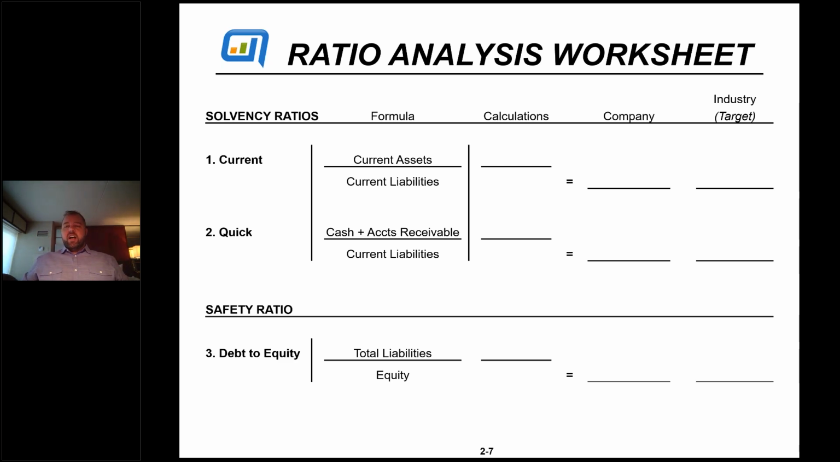So if we're ready to get started, I'm going to say, get out your calculators. We're going to do some work here, right? We're going to do some work on the ratio. So the first 2, current and quick ratio. These are ratios used by bankers primarily because they talk about solvency.